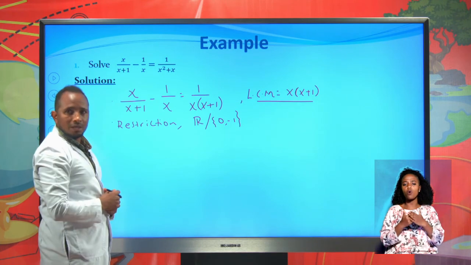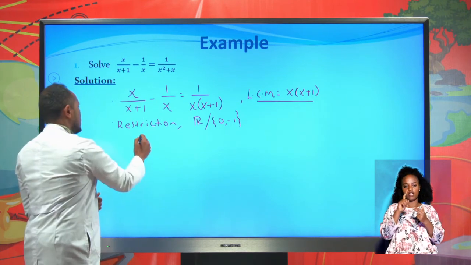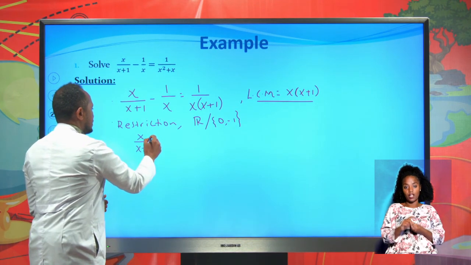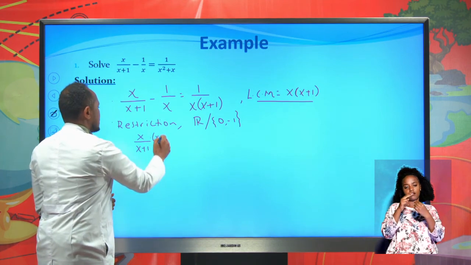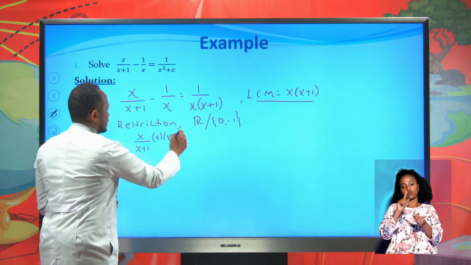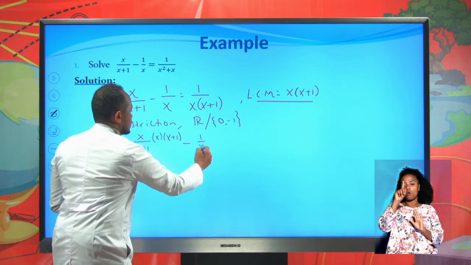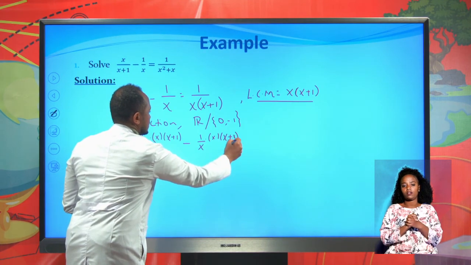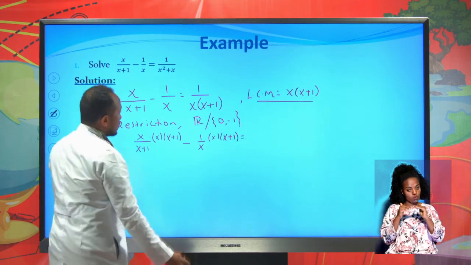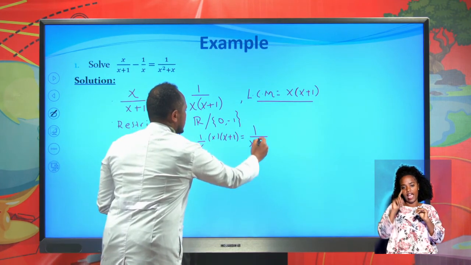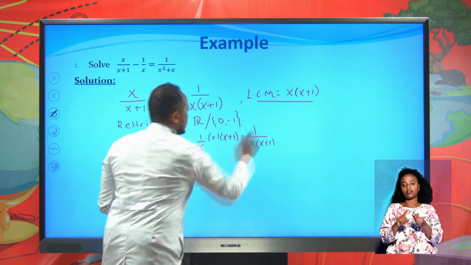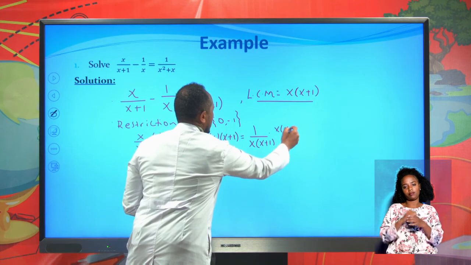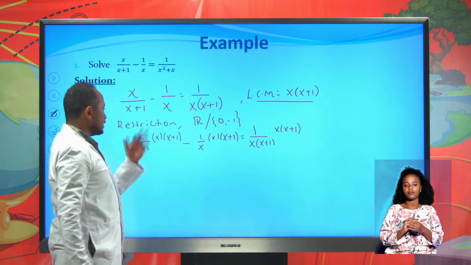Multiplying the whole expression by x times x plus 1. So here, x over x plus 1 is multiplied by x times x plus 1, minus 1 over x is also multiplied by x times x plus 1. This must be equal to 1 over x times x plus 1 also multiplied by x times x plus 1.